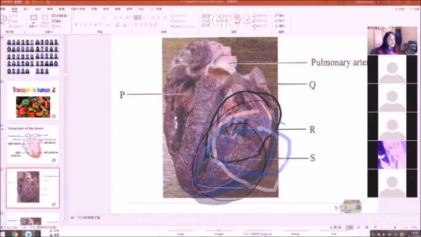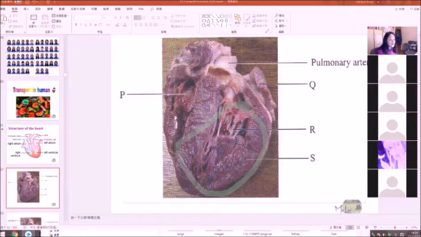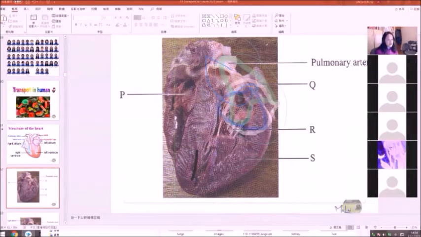How about the atrium? Where is the atrium? Try to circle the left atrium. Atrium. So this one is the atrium. Most of you drew a large area, but it seems that you don't know where exactly the left atrium is. So the left atrium is only this part. Okay? Now, can you see the purple pen? This one is the left atrium.